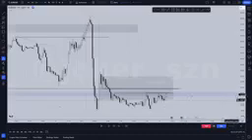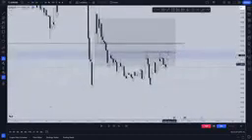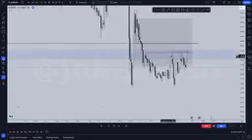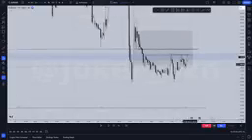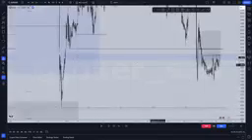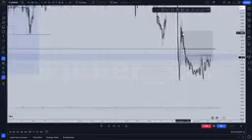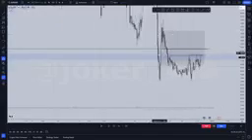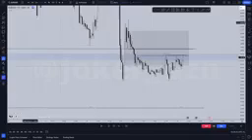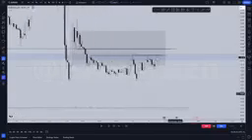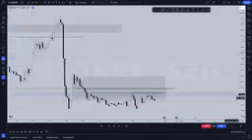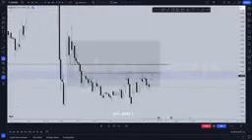So now we have a narrative here, right? We have the range here, the manipulation, and we now want to see London making distribution to the downside. We have a clear drawn liquidity. We have a higher time frame POI, which is the inversion level and the fair value gap, and as well the up close candle, the bearish order block, right? And now we want to wait and see if we can get displacement during London and then an entry, right?